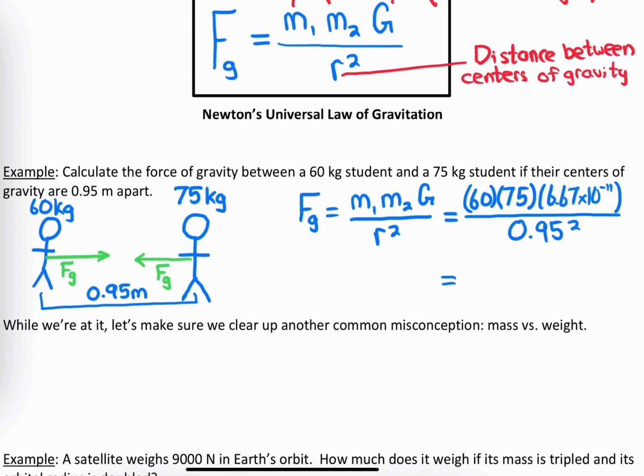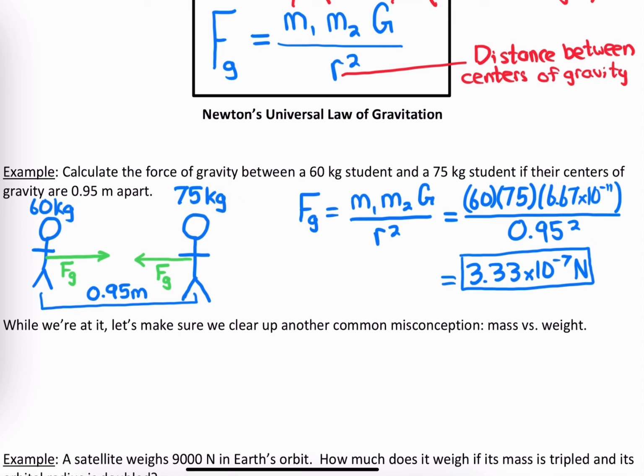Plugging that all in to a calculator, we get 3.33 times 10 to the negative 7 newtons. That is a very small force, which is what we would expect because gravity is in general a very weak force. It only becomes sort of substantial when we've got really large things that are really close, and on the scale of the universe, neither of these students can be considered to be pretty large things.